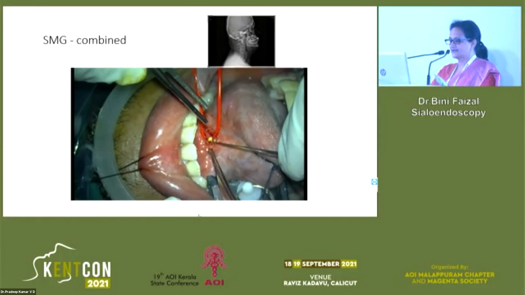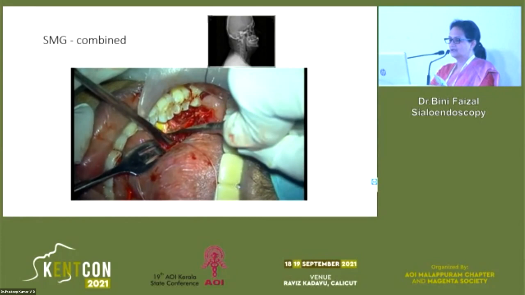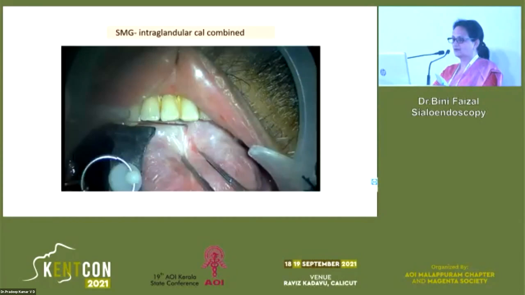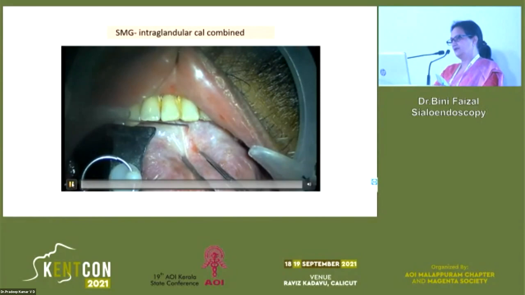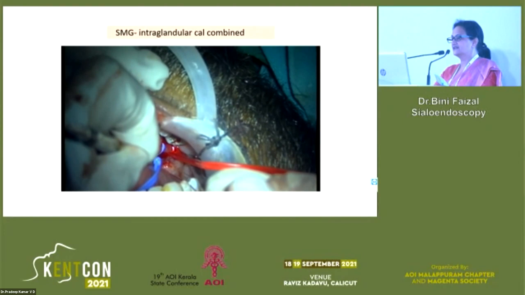And here, I would like to show you, it was a large calculus. Sometimes it might be associated with multiple calculi, so endoscopy will help you retrieve all the other smaller calculi also. So this is an intraglandular calculus. If it is a small calculus, of course, you'll be able to remove it by sialendoscopy. But the problem is usually these people come with very large calculi. You can see that is the light of my scope. With the help of that, I trace the duct.